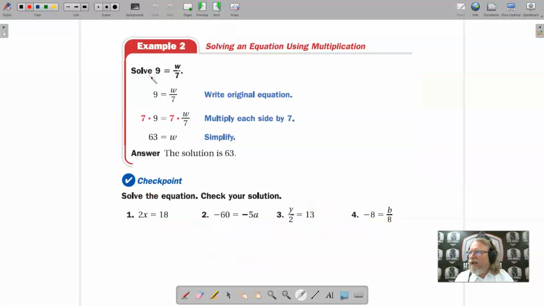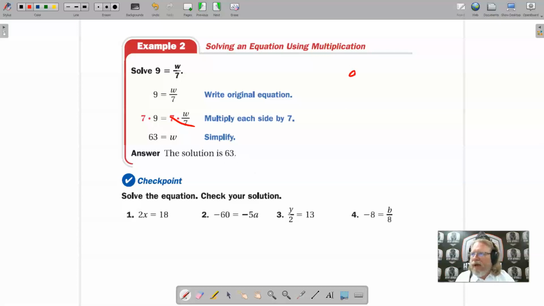So let's look at this example here. For example 2, we have solve 9 equals W over 7. So rewrite our original equation: 9 equals W over 7. Well, the W is tied to the 7 through division, so we're going to use multiplication. We're going to multiply by the number we wish to get rid of, which is 7. And what we do to one side, we're going to do to the other. The 7s are going to cancel each other right here, right? Leaving us with just W, and 7 times 9 is 63. Therefore, the solution is 63.